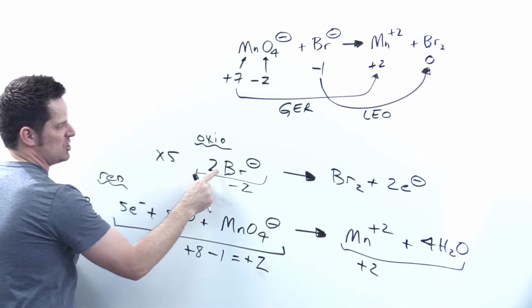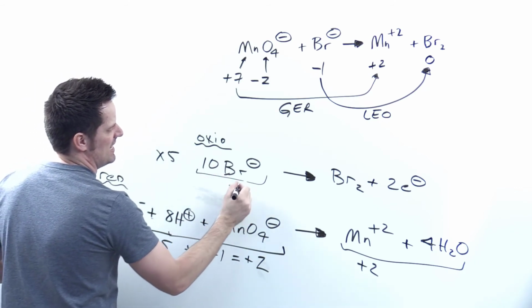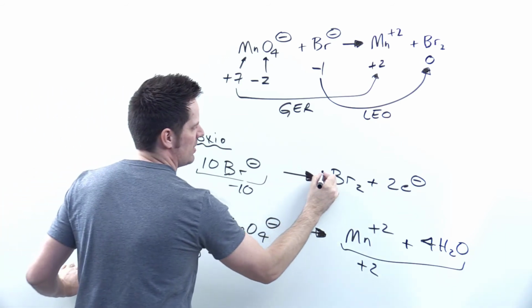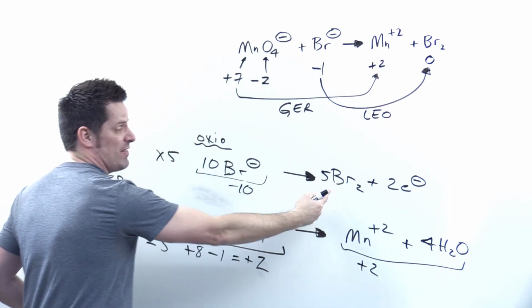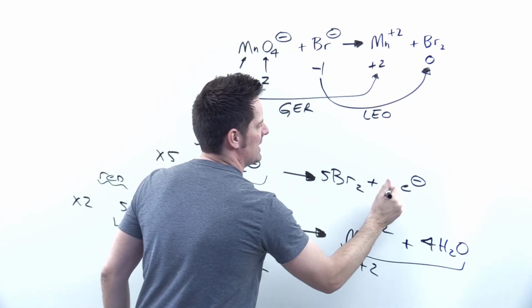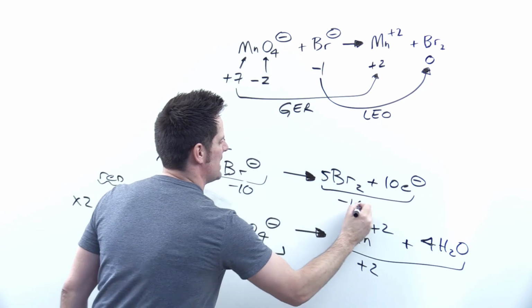So if I take 5 times 2, it turns it into 10, and I'm going to get a -10 overall charge on the left now. 5 through here is going to turn that into 5. It was a 1. 5 times 1 is 5. Now I take 5 times 2, and that's going to give me a 10 right there. You'll notice that the overall charge on the right now is also -10, so I'm balanced.